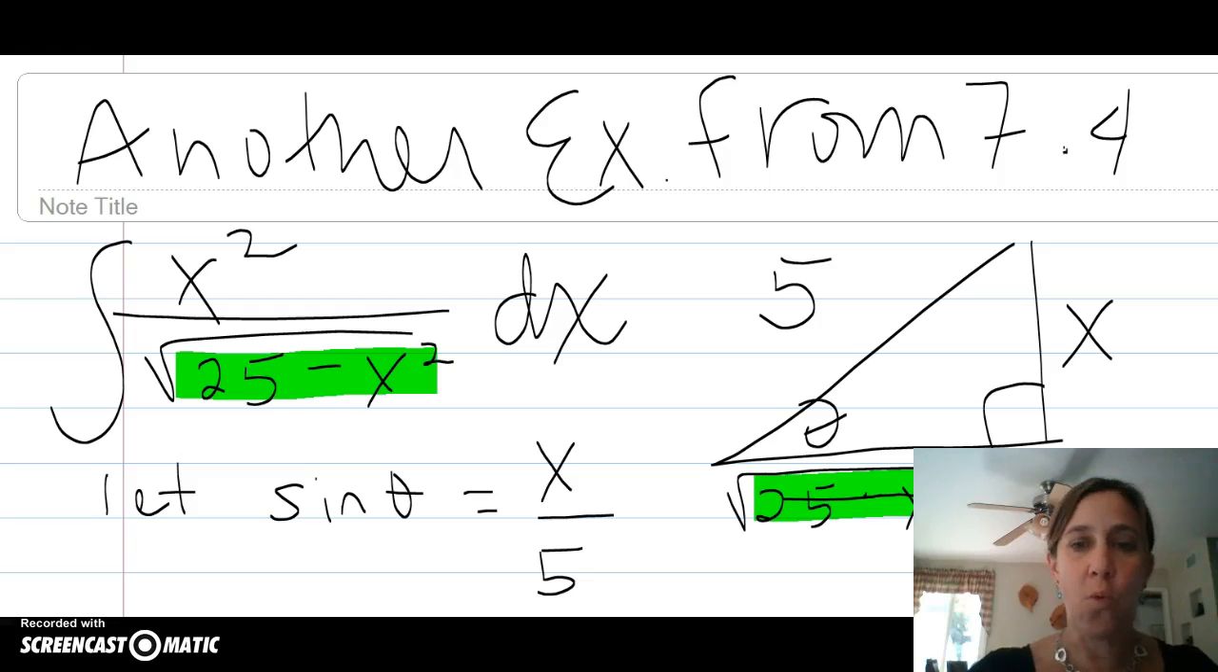So that way, using some right triangle trig, I can substitute out a complicated algebraic expression for an easier trig expression. Once you establish that substitution, you work it through pretty similarly to how you do a u substitution, and sometimes you just need to bring in a few trig identities. So let's go ahead and try this one.